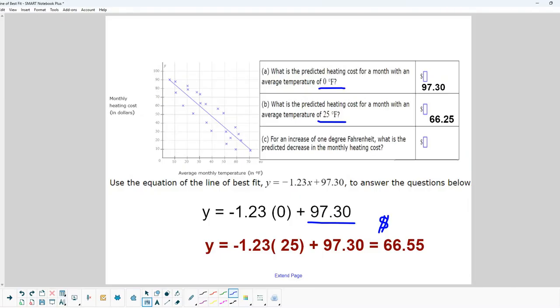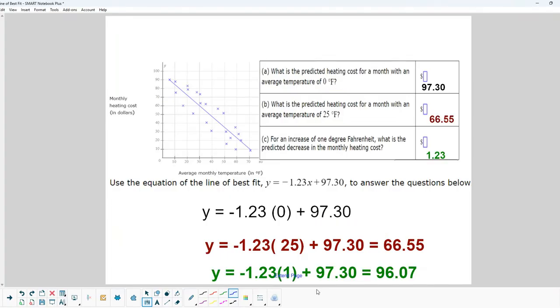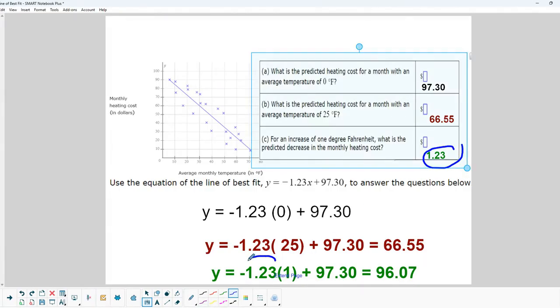Okay, so for an increase of 1 degree Fahrenheit, what is the predicted decrease in the monthly heating costs? Well, it turns out that if we put in 1 into our equation and then crank out the answer, we notice we get 96.07, which is really a decrease in heating costs of $1.23, which happens to be the slope of our line of best fit equation. So watch out for those. Those answers are embedded right within the equation. You'll probably see some of them.